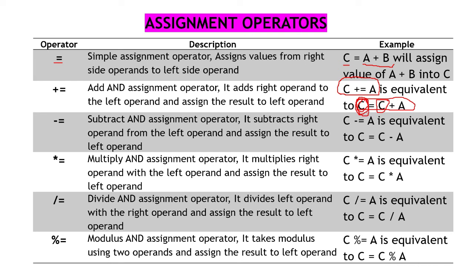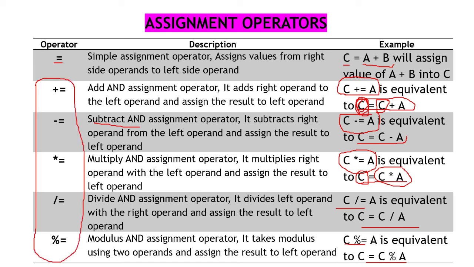Ganon din kay subtract end. So C is equal to C minus A. So ang shortcut ay C minus is equal to A. Ganon din kay multiply end. C is equal to C times A. Yung product ni C times A pupunta kay variable C. So ang shortcut niya ay C times is equal to A. Ganon din kay divide end and modulo end. So itong limang ito, ginagamit lamang sila kapag doble or redundant yung variable sa isang formula.